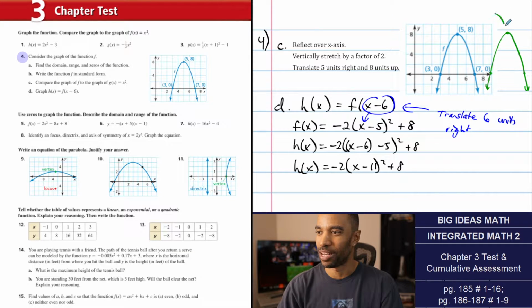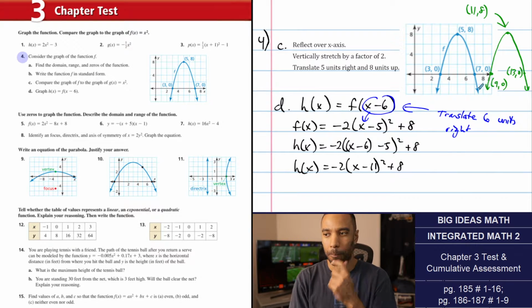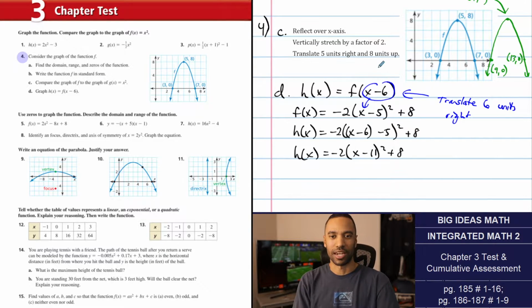So this point is at 11, 8. There's this point, which looks like it's at 9, 0. That's 6 units to the right. And then there'll be another point over here that's 13, 0, which is 6 units over as well. Not the best look, but I just wanted to kind of get that one out of the way.